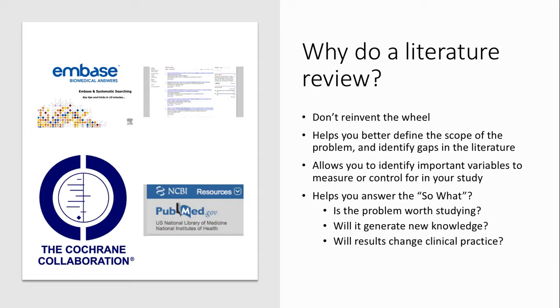Where would you go to find literature for a literature review? You don't want to reinvent the wheel. You want to do a literature review because it's going to help you identify the gaps, the problems, and some background literature surrounding a problem. It's going to allow you to identify important variables that you need to measure or control for. They may not be the primary variable of interest, but it's something that may impact your outcomes. We'll talk about that a little bit later.